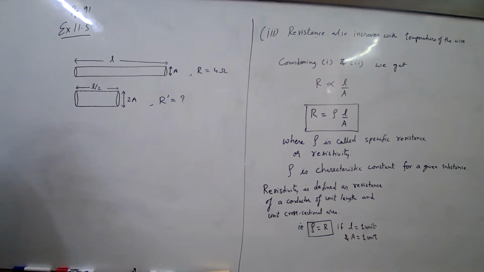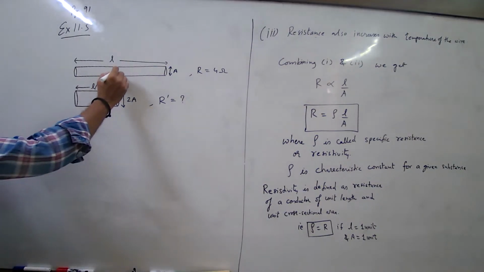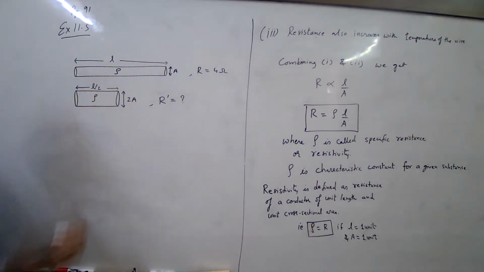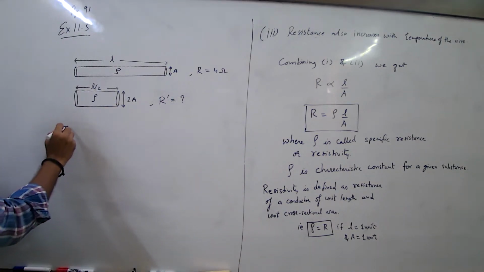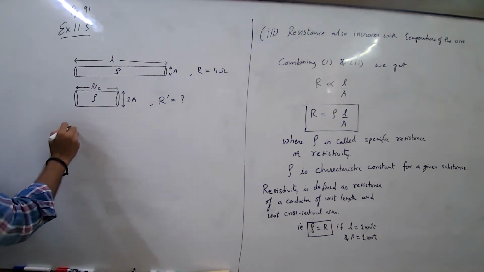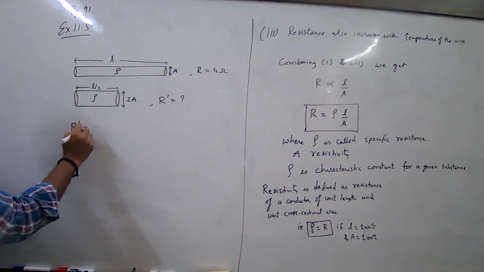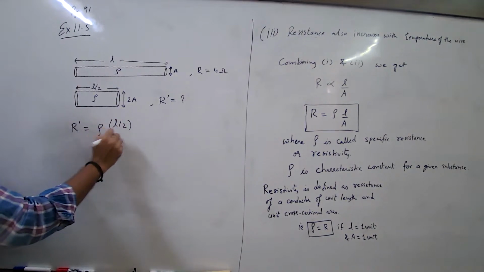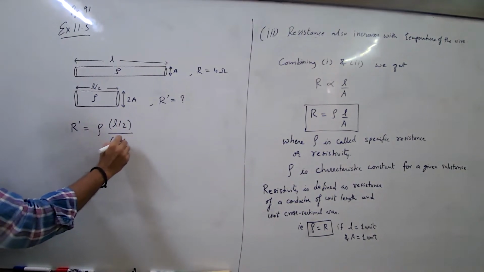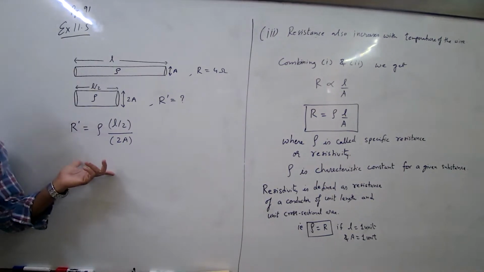So what will happen? Is the material changed? No. So what about resistivity? Resistivity will remain constant. So let us assume resistivity is rho. It will remain the same for both cases. So what will be R dash now? R dash will be equal to rho times L by 2 divided by 2A. Isn't it?